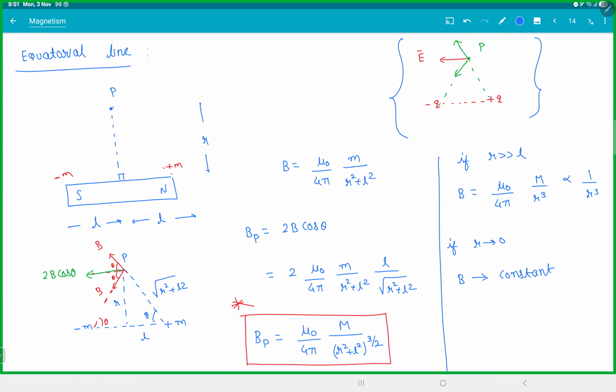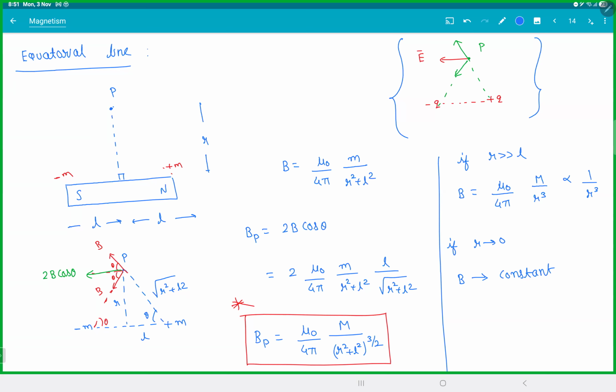At the poles, if you're very close to the poles, how does the field vary? R power 1. On the axial line, if you're very far, or on the equatorial line, if you're very far, how does the field vary? 1 by r cube. Clear with this? How does the force between two dipoles vary? 1 by r power 4. So these powers are important. Clear with this?